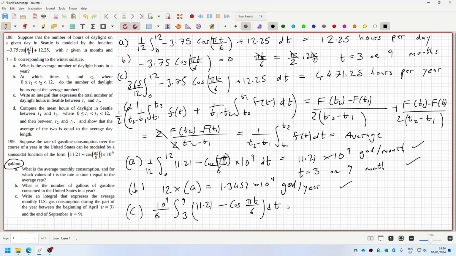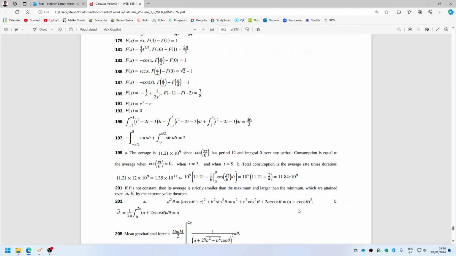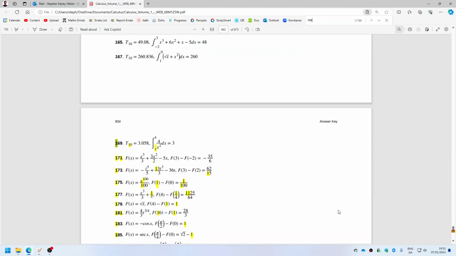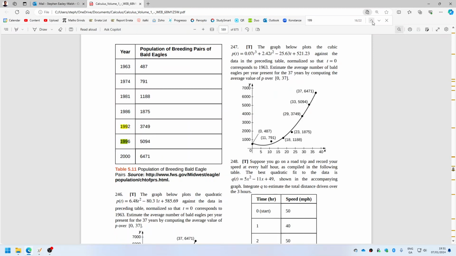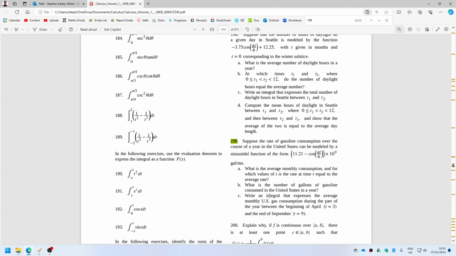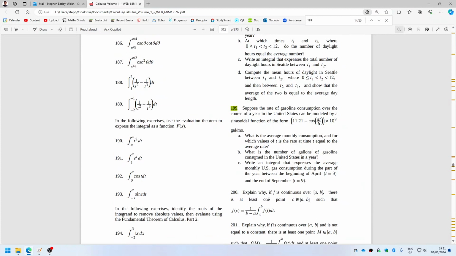But did they ask to calculate? Write an integral. I don't think it said to calculate it unless it's on the next page. I mean, it never says to calculate it. Yeah, it never actually said to calculate the integral. The answer at the back includes it, but it is not necessary to calculate it. It was never asked.